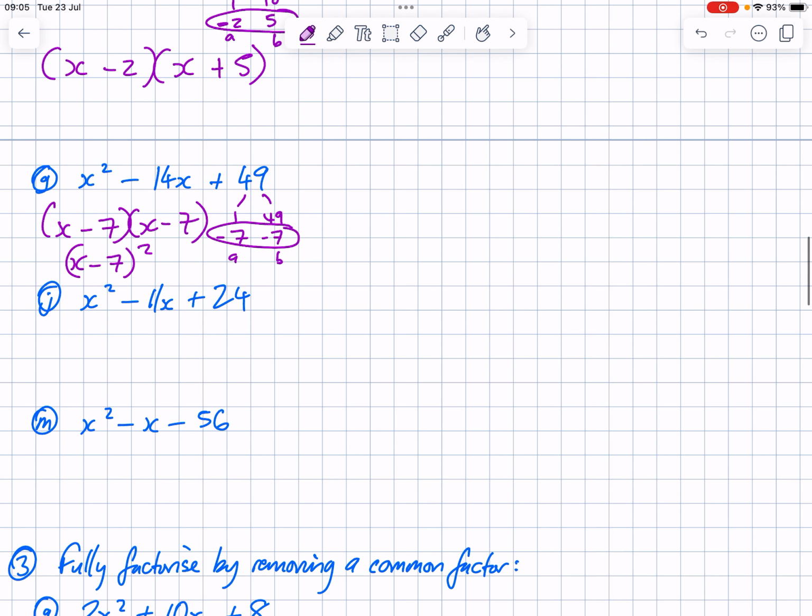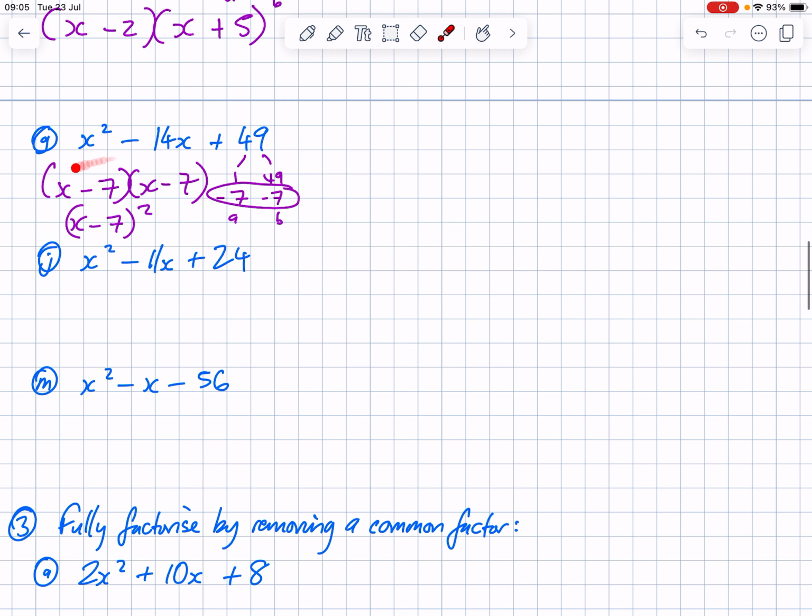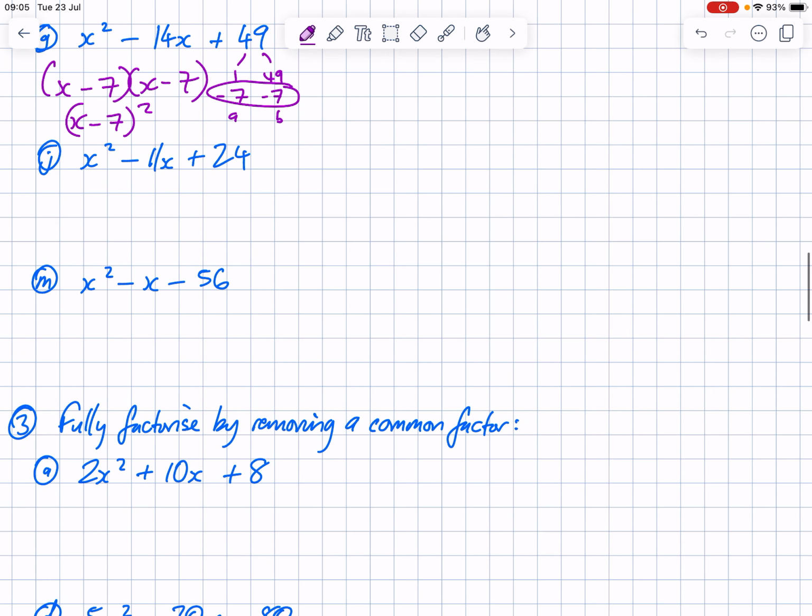This is also a perfect square, if you notice as well, because this is a square number, this is a square number. The square root of this is going to be x. Square root of this is 7. X times 7 is 7x. Times 2 is 14x. So you could have done this with perfect squares as well, but here I showed you how to do it with sum and product rule.